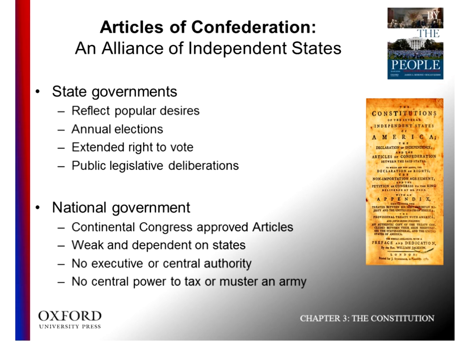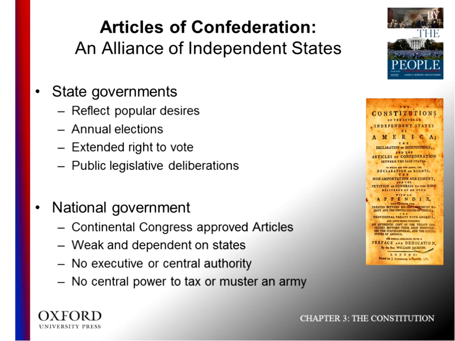You know, the British had tried to impose an imperial administration. The last thing the colonists, now Americans, wanted was a central government that was strong enough to act like a new imperial administration. And so they said that state governments reflected popular desires. There were annual elections, you saw the extended right to vote, there were very public legislative deliberations, and so you really did see that the states were closer to the people. They had this revolutionary spirit, which actually unleashed kind of an egalitarian urge.